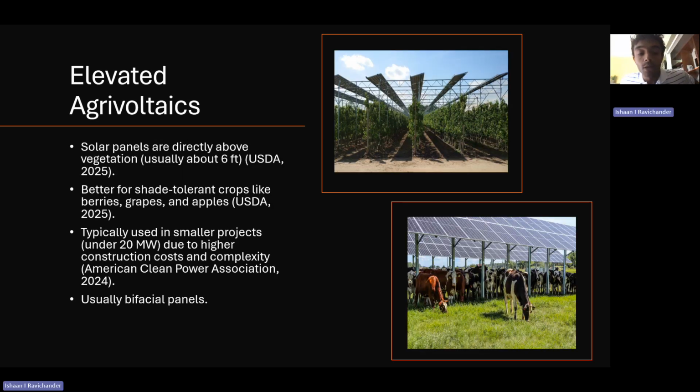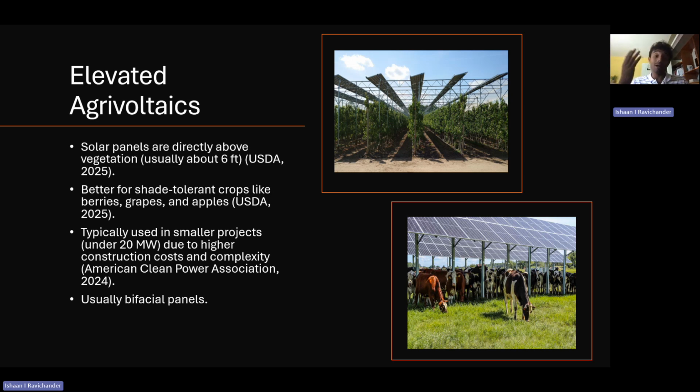Moving on to elevated agrivoltaics. Elevated systems place solar panels directly above vegetation, usually about 6 feet. As you can see in these diagrams here, they can be used to protect crops from overexposure to the sun and heavy rains, but typically are better for shade-tolerant crops like berries, grapes, and apples.